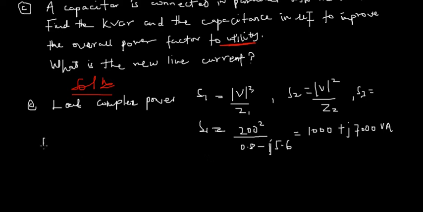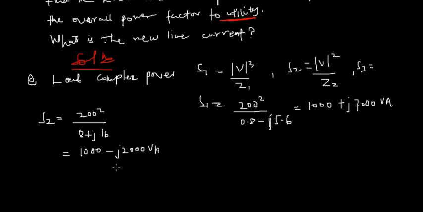Let's proceed to S2 using the same approach. We have 200 squared divided by 8 plus j16, and when you compute this, you end up with 1000 minus j2000 VA. The unit for S is VA.